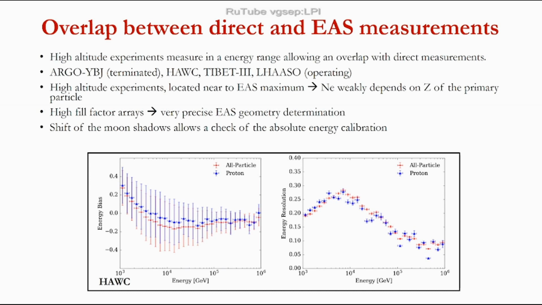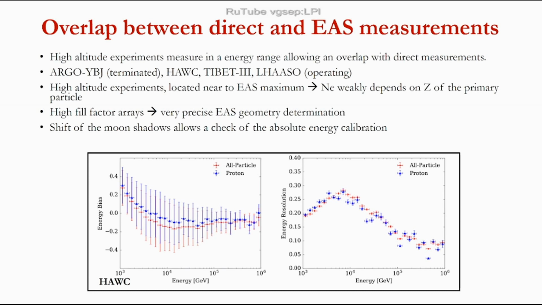These experiments usually have a very high fill factor. So the ratio between the active surface and the total surface covered by the array is very high. Oak reaches 60% fill factor. Argo was more than 90% fill factor. So these experiments have a very precise measurement of the extensive air shower geometry. They can have a very precise determination of the core position and of the arrival direction of the shower.